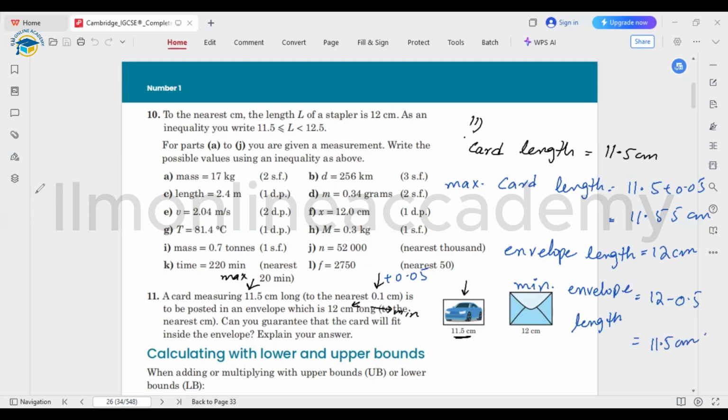So let's check whether there is a possibility or not. The maximum card length is 11.55 and the minimum envelope length is 11.5. You can see that the card length is a bit greater than the minimum envelope length. So this will not exactly fit inside this envelope. So you can say no, the maximum card length is 11.55 centimeter and the minimum envelope length is 11.5 centimeter. So we can't guarantee.